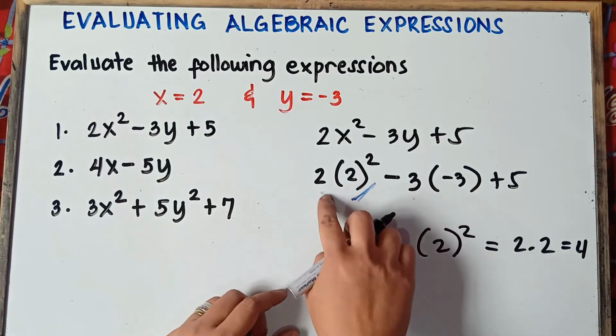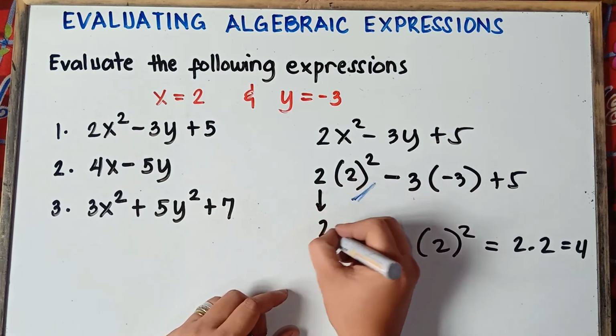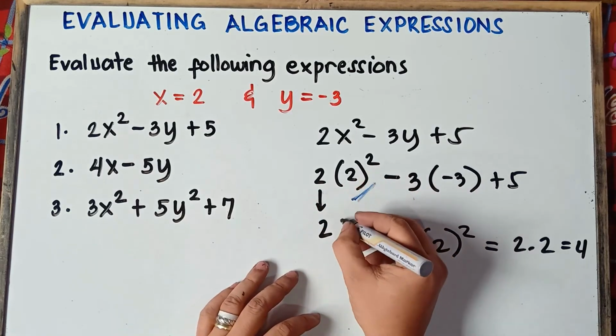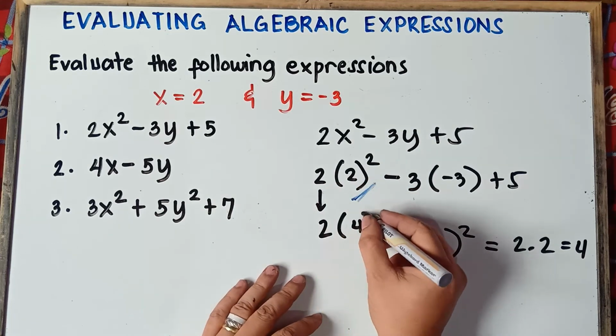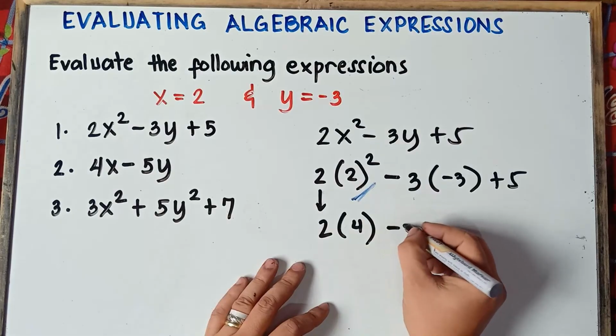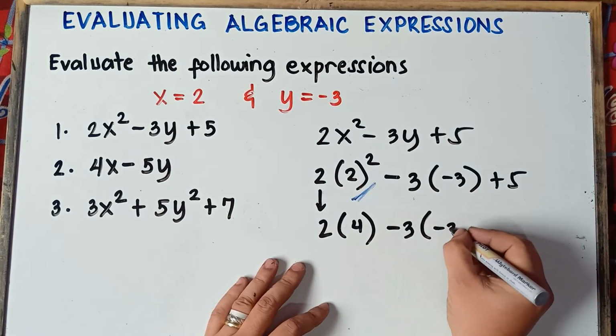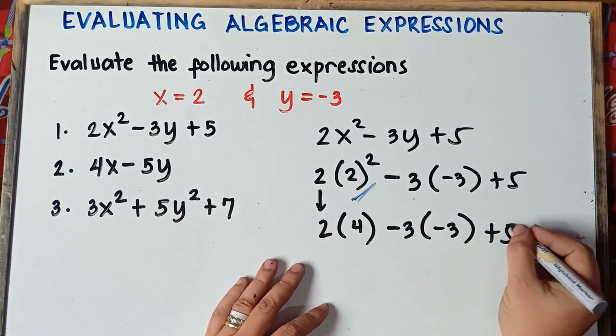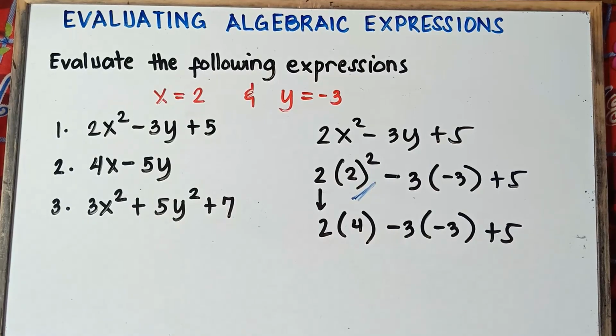Alright, so simply copy 2. Then 2 squared, that would be 4. So this will be 2 times 4. And then copy this one, minus 3, and then times negative 3 plus 5. So that we can do the multiplication at once.